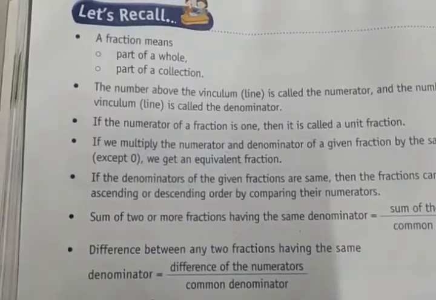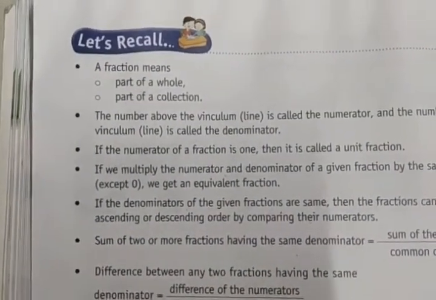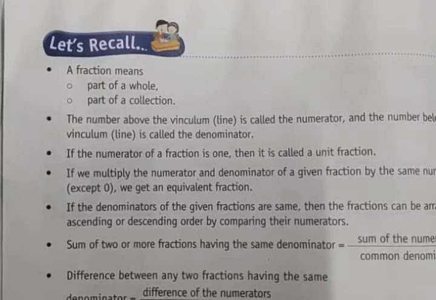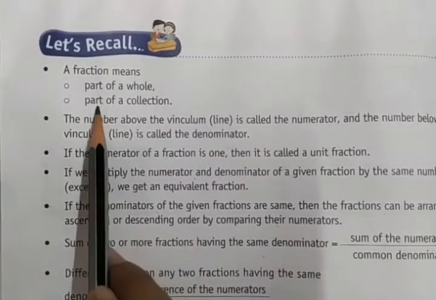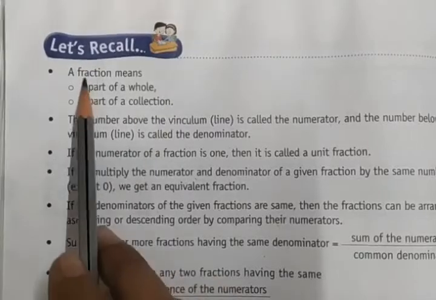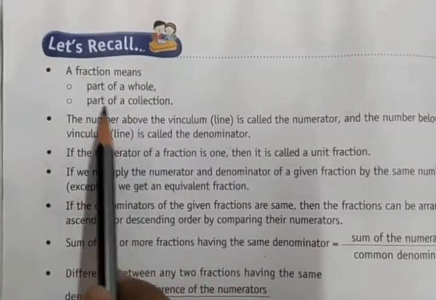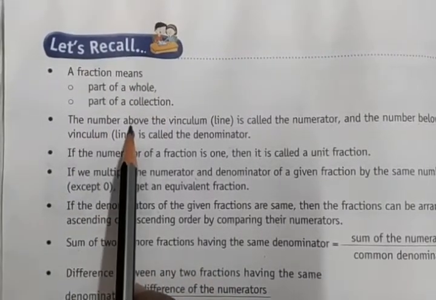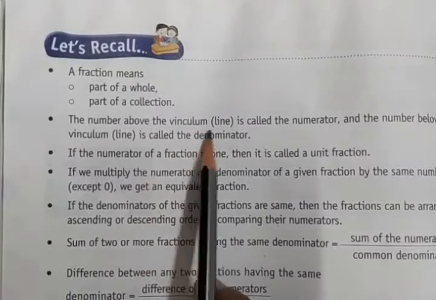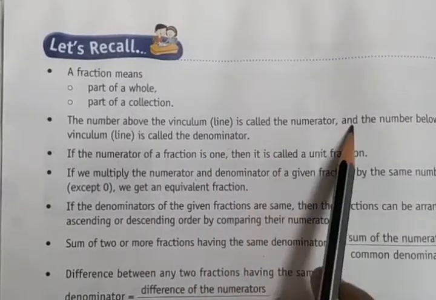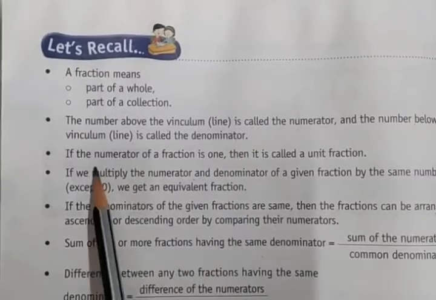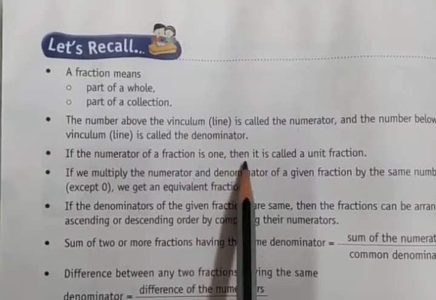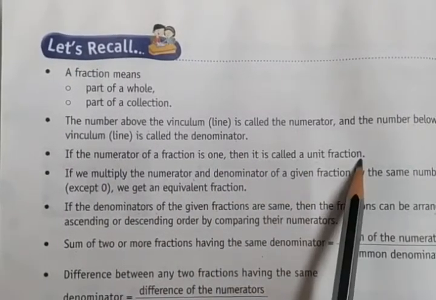So let's recall what all we have learned in the first session and the second session. In the first session, a fraction means a part of a whole number, a part of a collection. The number above the vinculum is called the numerator, and the number below the vinculum is called the denominator. If the numerator of a fraction is 1, then it is called a unit fraction, that you know.